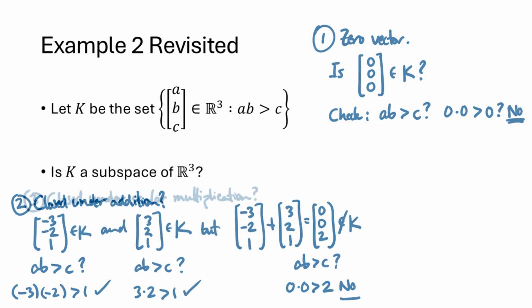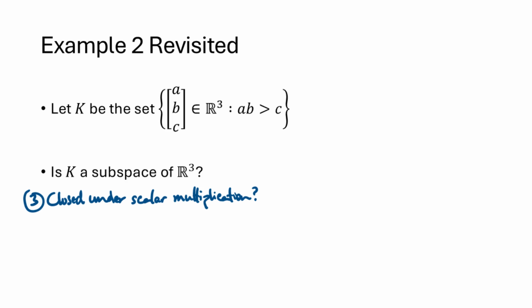Finally, let's check whether K is closed under scalar multiplication. And again, keep in mind that we've already answered the question of whether K is a subspace. We're just considering this third property just for the sake of argument, just to understand how this example would work. So how do we show that a set is not closed under scalar multiplication? Well, we need to come up with a vector that's in our set and a scalar, where when we multiply that vector by that scalar, the result is not in our set K.